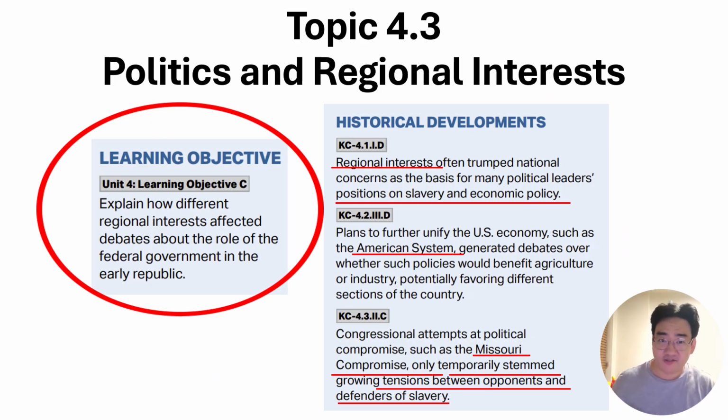Okay, so we finally made it to the finish line. Topic 4.3, politics and regional interest. I need you to read the historical developments. Our learning objective is to explain how different regional interests affected the debates about the role of the federal government in the early republic.